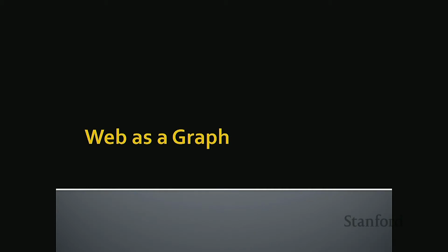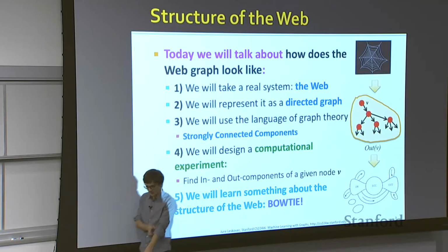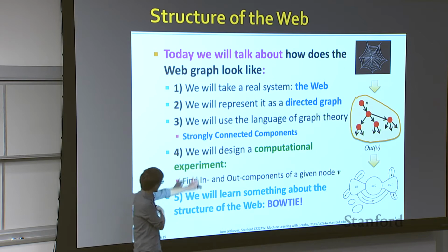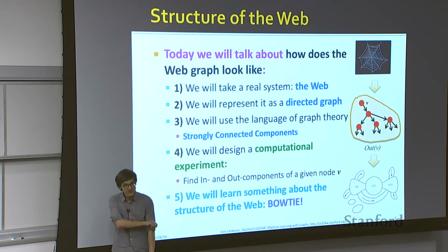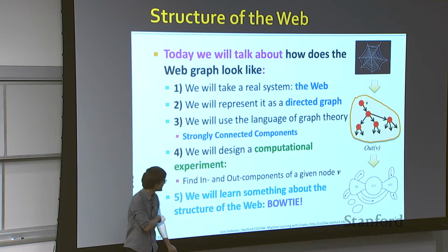Okay, so we'll start looking at the web as a graph. The idea is that we will take a real system, the web, and represent it as a directed graph. Then we will use the language of graph theory in terms of strongly connected components, and we will design a computational experiment to learn something about the structure of the web. Okay, that's the idea of what we will do.